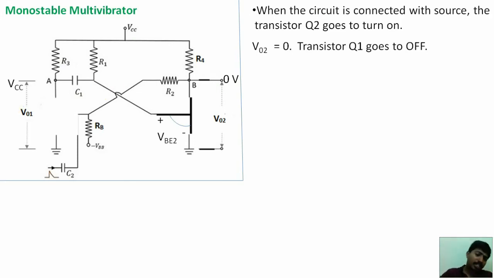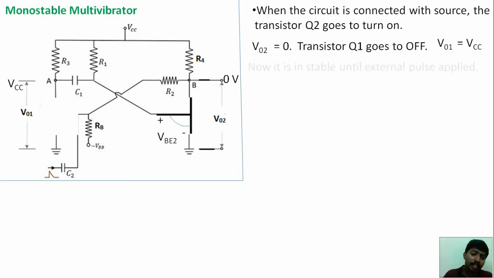The capacitor does not charge because the potential is the same at both ends. There is no current flow here. Now the circuit is in the stable state. The capacitor does not charge, the transistor Q1 is always in open condition, and the transistor Q2 will always be in turn on condition until the external trigger pulse is applied.